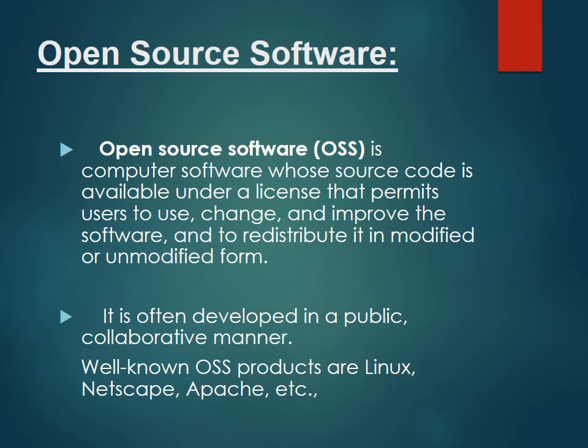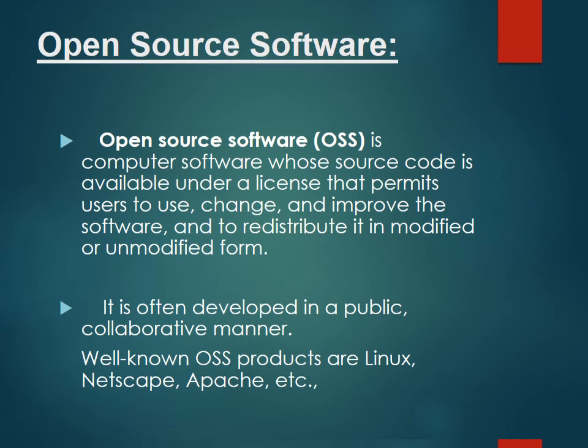Open source software. Open source software, OSS, is computer software whose source code is available under a license that permits users to use, change and improve the software, and to redistribute it in modified or unmodified form. It is often developed in a public collaborative manner. Well-known OSS products are Linux, Netscape, Apache.